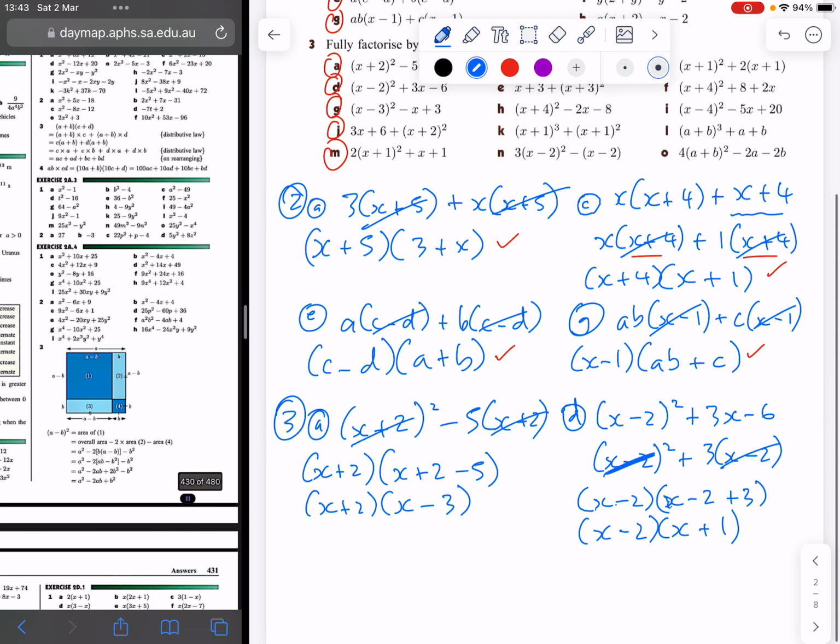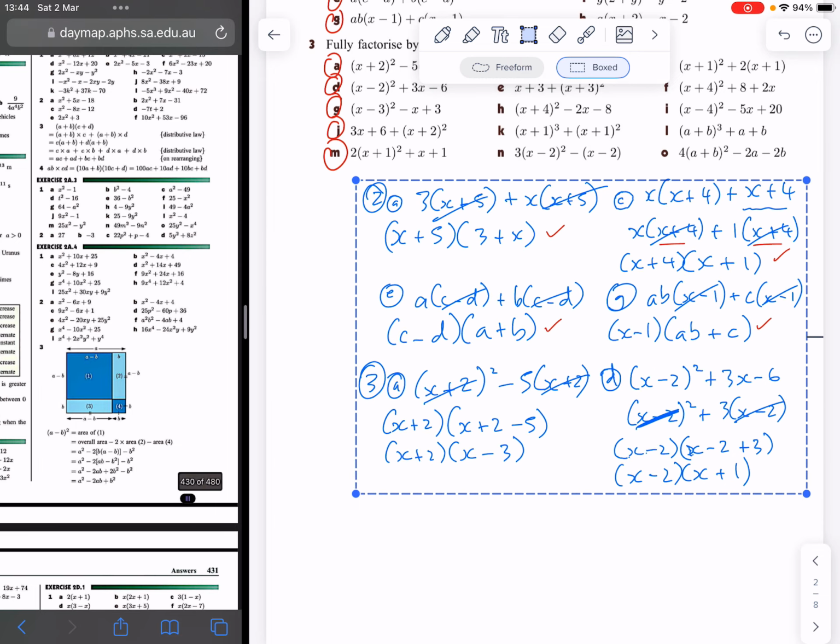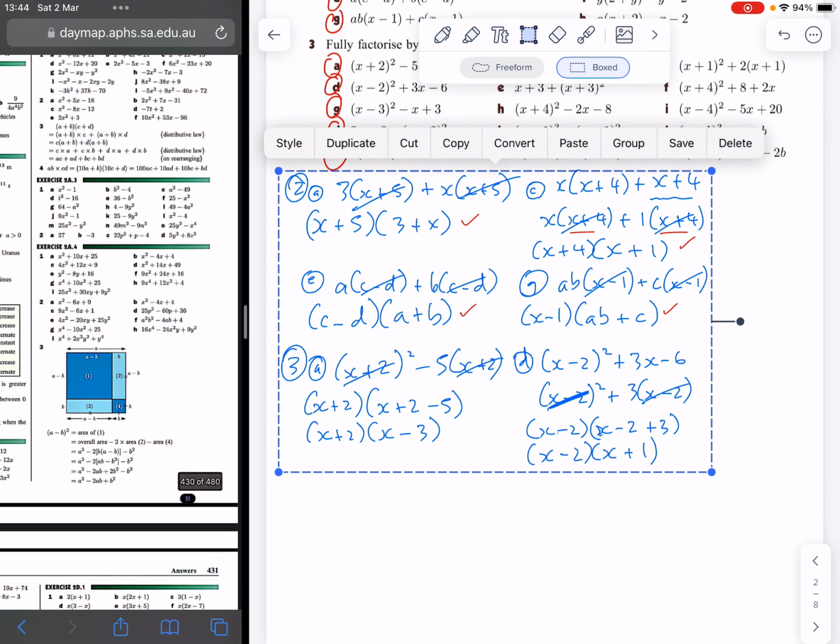Oh, running out of space. What do I do here? I'm going to make everything smaller so I can fit the stuff.